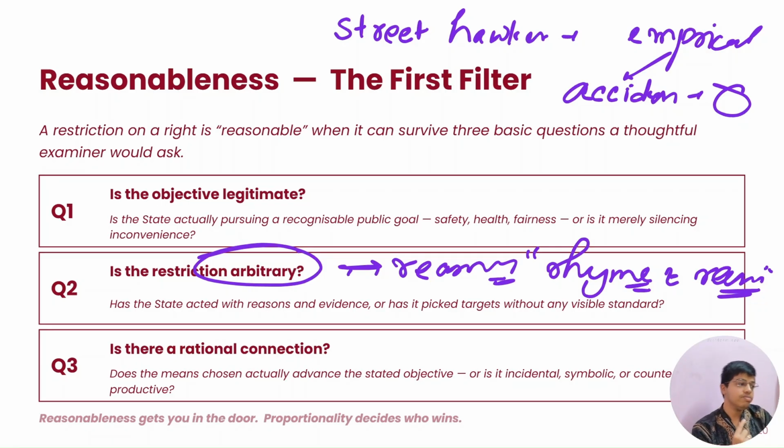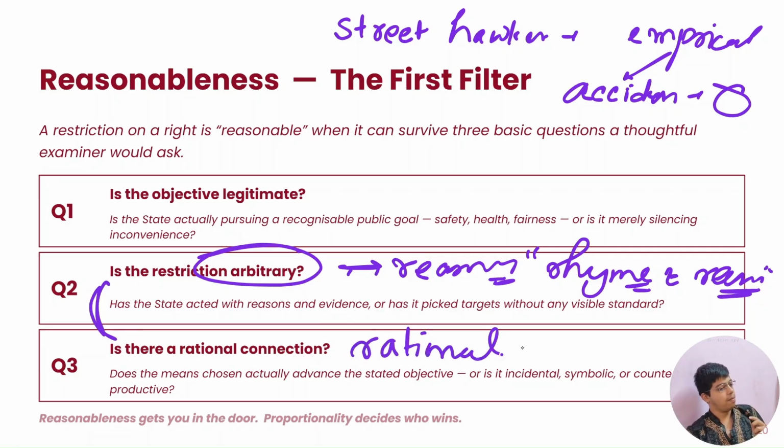So keep that in mind and do that. Next thing, is there a rational connection? Does the means chosen actually advance the stated objective? Okay, the same thing, is there a rational nexus, which is, is the objective being met or not? For that you need to show, the same thing, like arbitrariness, whether the objective and the restriction that is happening have any rational nexus, or are they very polarly, very distinct in their operation.